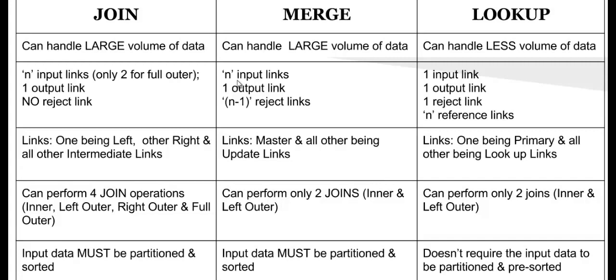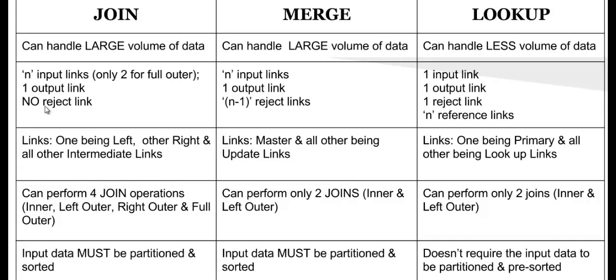And a merge stage can have any number of input links, and lookup can have only one input link. The mainstream link is one, but it can have n number of reference links. Coming to the output links, join stage can have only one output link, and even merge stage can have an output link. I'm talking about output links. Output links can be counted as reject links, but for now let's just call it output link. And lookup stage also has one output link.